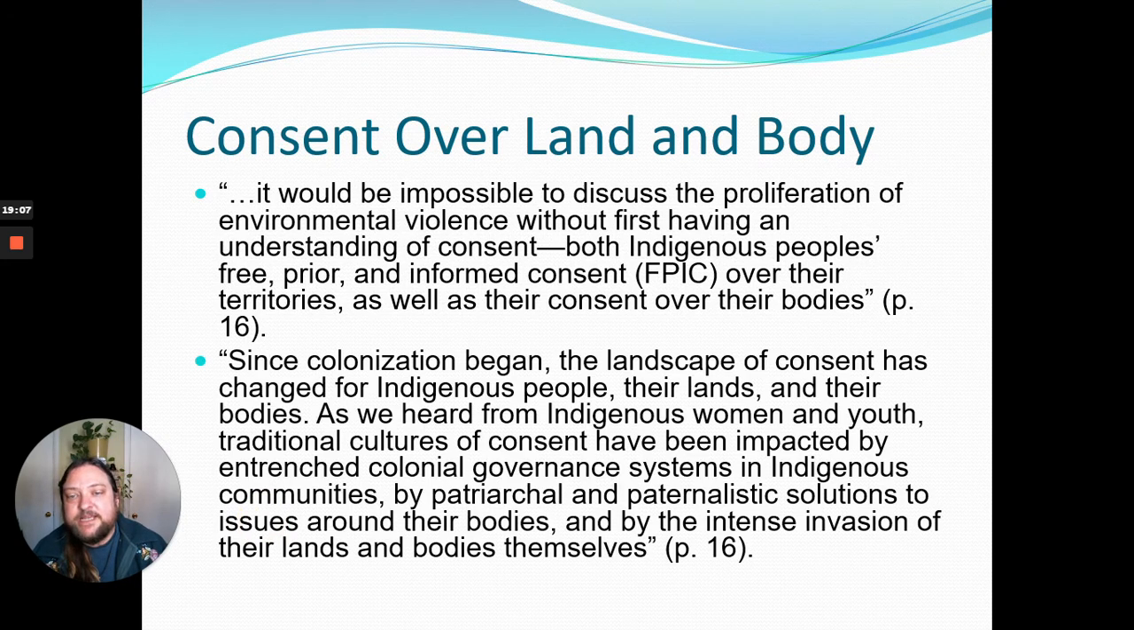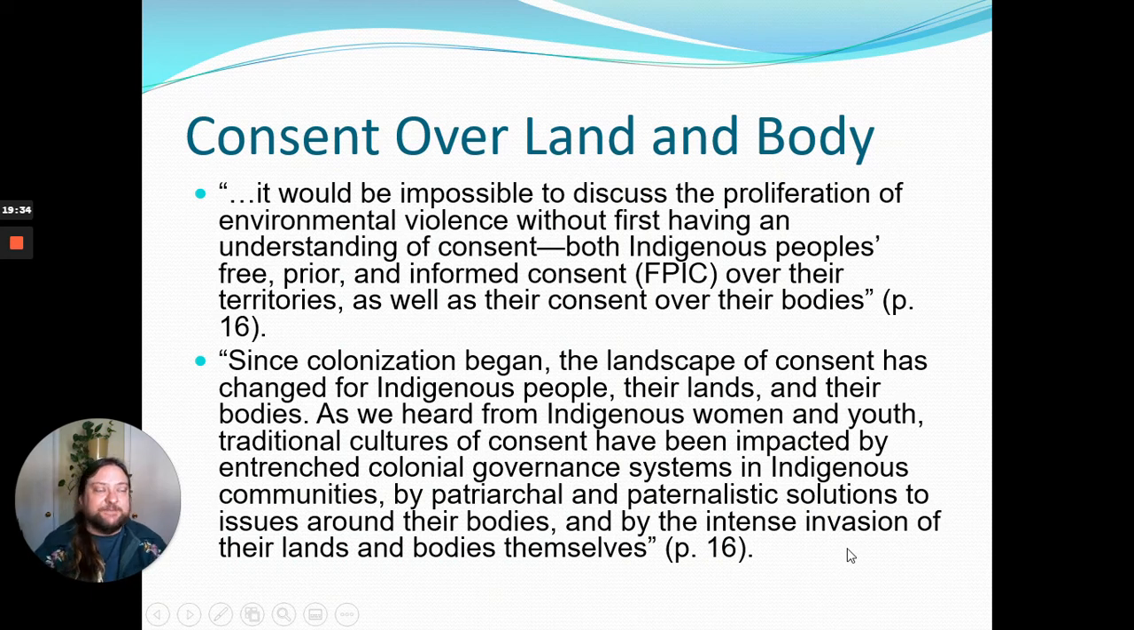And they go on to say, since colonization began, the landscape of consent has changed for Indigenous people, their lands, and their bodies. As we heard from Indigenous women and youth, traditional cultures of consent have been impacted by entrenched colonial governance systems in Indigenous communities, by patriarchal and paternalistic solutions to issues around their bodies, and by the intense invasion of their lands and bodies themselves.